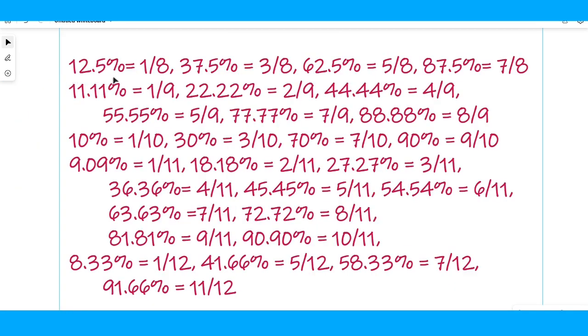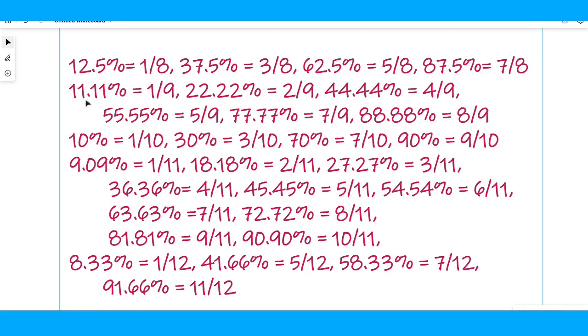Further, 12.5% is 1 upon 8, and double of 12.5% is 25%, which is 1 upon 4, which is 2 upon 8 or 1 upon 4. And 3 times of 12.5% is 37.5%, which is 3 upon 8. Then 4 upon 8 is 50%, which is 1 upon 2. Then 62.5%, which is 5 times of 12.5%, is 5 upon 8. Then 6 upon 8 is 3 upon 4, which is 75%. And 87.5% is 7 times of 12.5%, which is 7 upon 8.